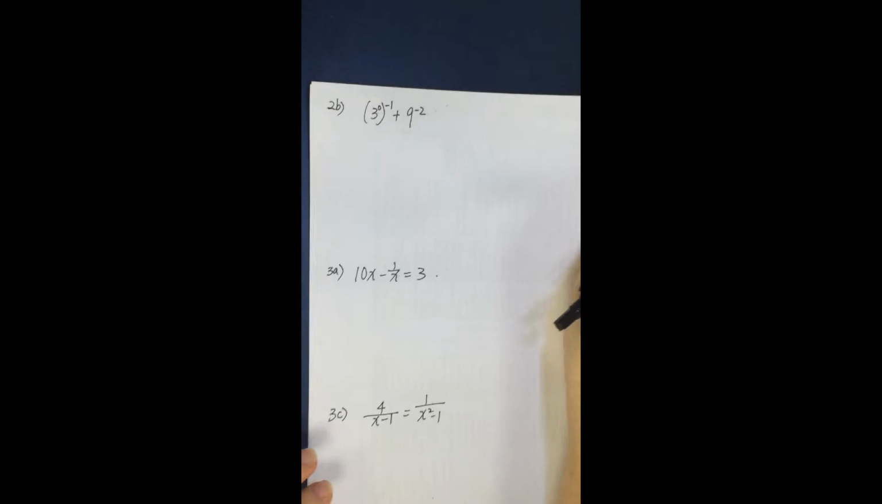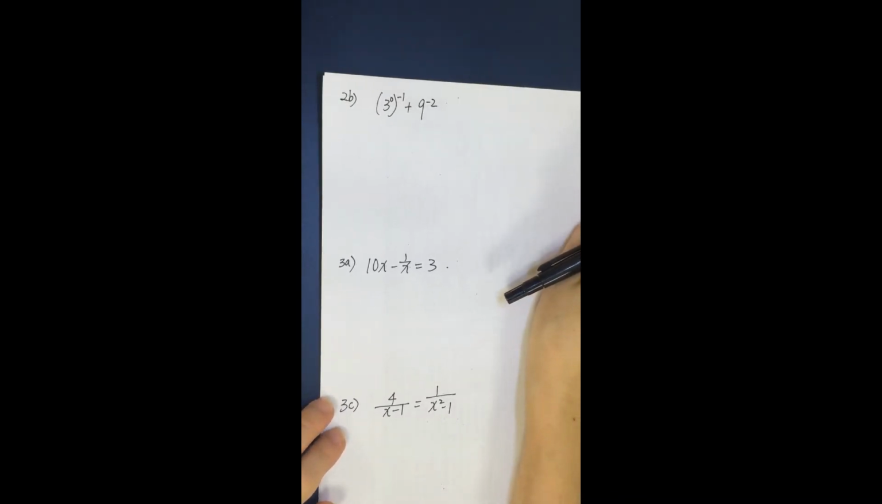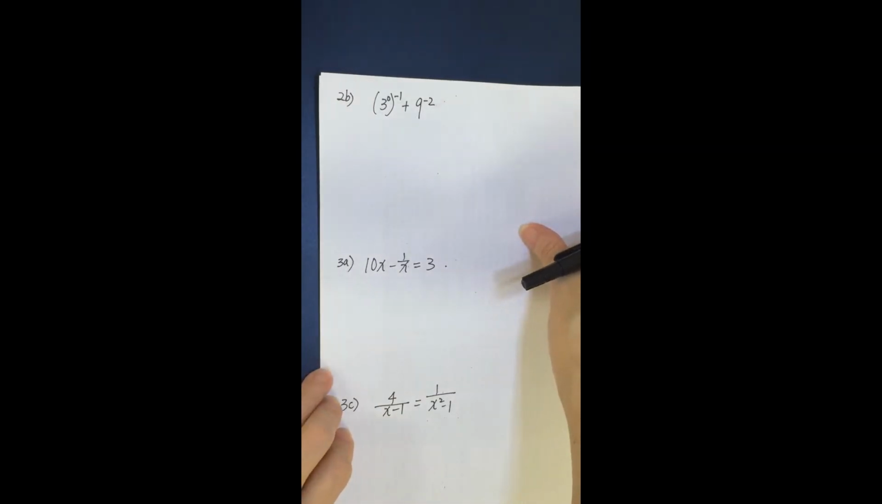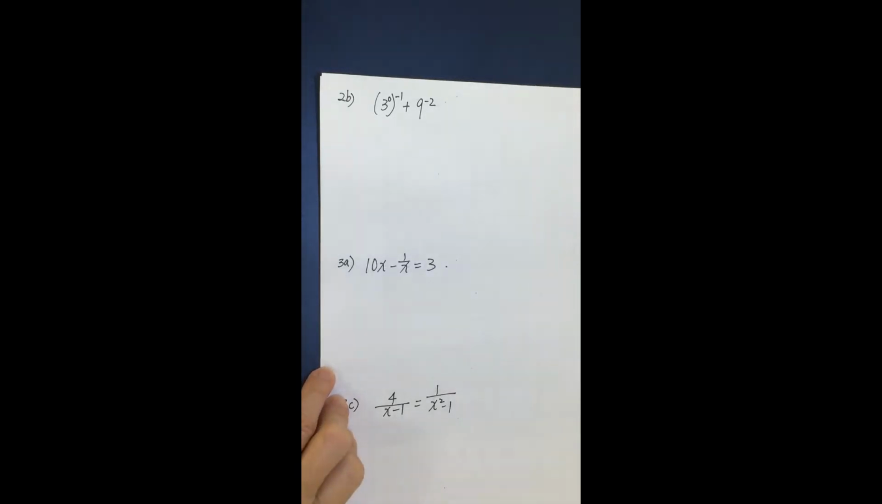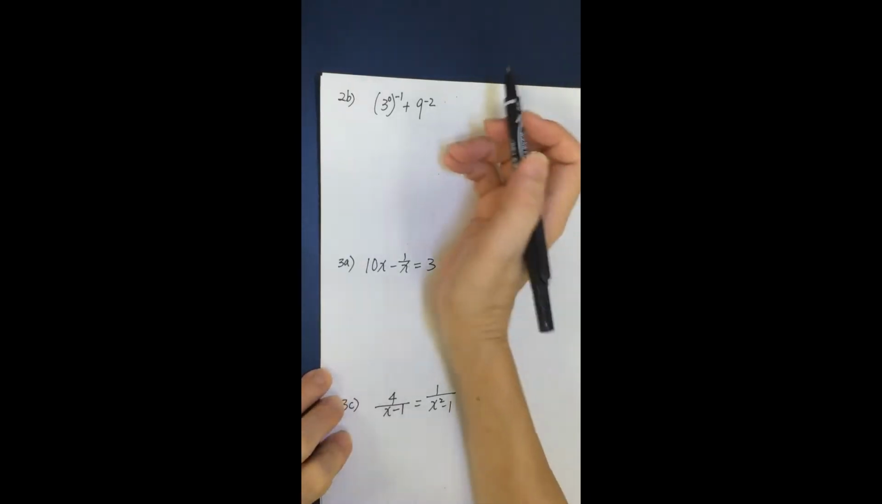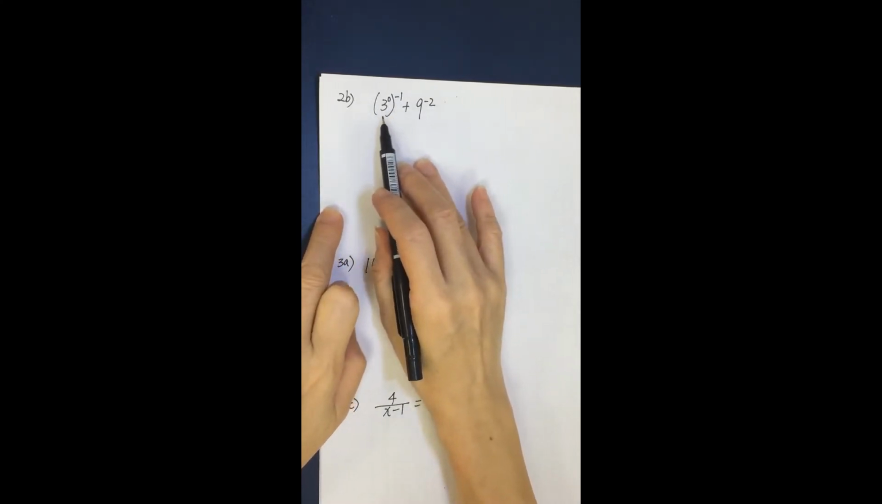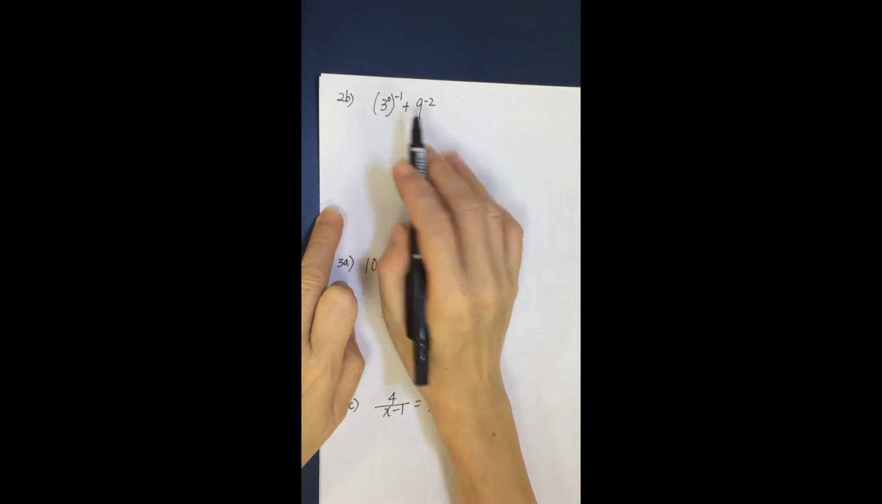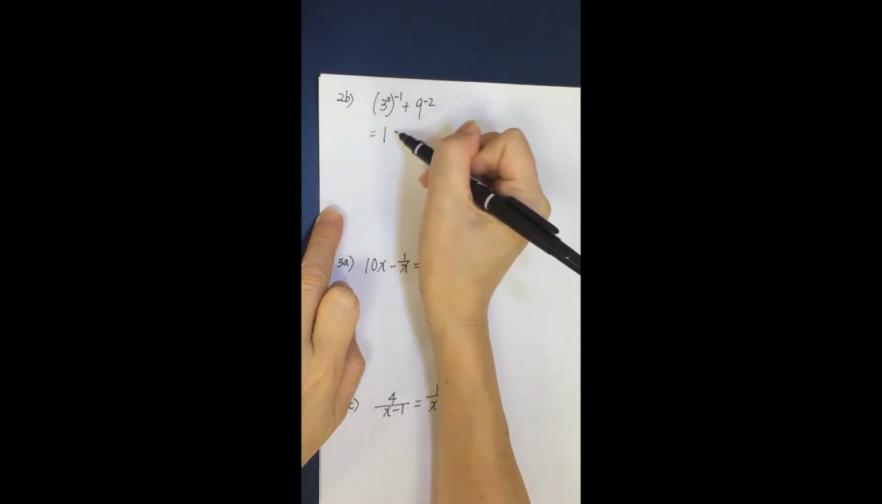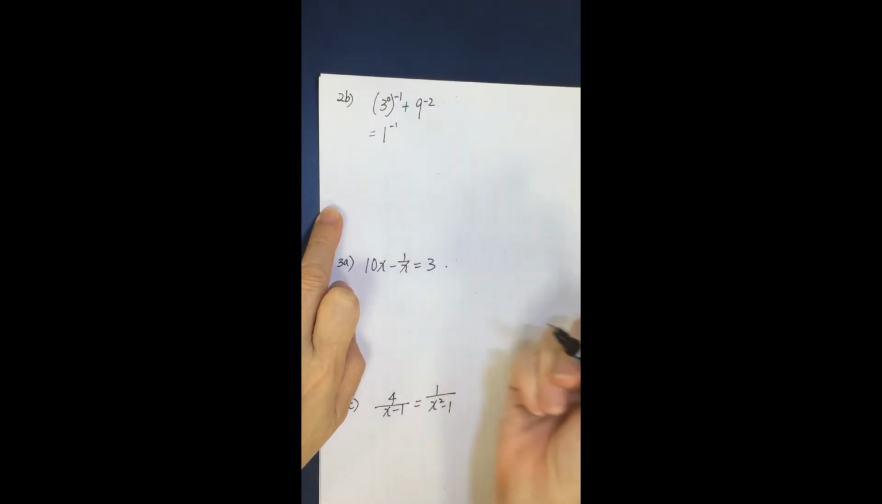Okay, question 2b, again we want to simplify. So to simplify, we don't bring the outside in first. We can see that 3 to the power 0 is just 1. So 1 raised to the power of anything is just 1.